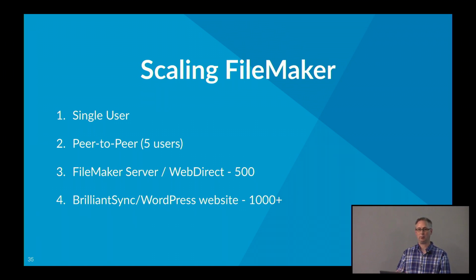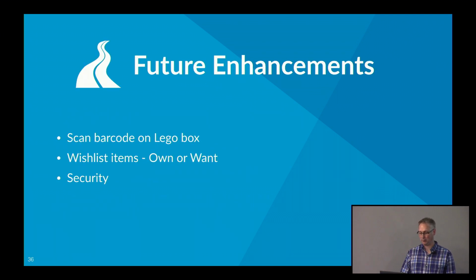We could turn on peer-to-peer networking for FileMaker, and then that allows another person on our workstation to connect to that, or you could connect an iPad to it. Or we could take that same solution and put it on a server, and then up to 500 people could access it. And if we wanted to take it the next step and have thousands of people access some of that information, we can set up a Brilliant Sync WordPress website that grabs that FileMaker information and gives access to many more people.